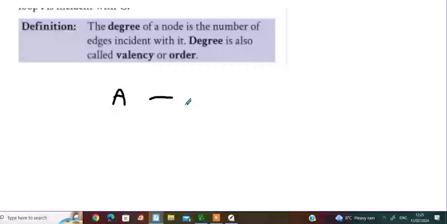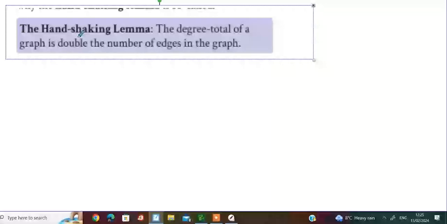So an example would be A, B, C. And you can see that there's two edges for A, two edges for B, and two edges for C. Okay, it's also called valency or order. Then we have the handshaking lemma. The degree total of all the graph is double the number of edges in the graph.